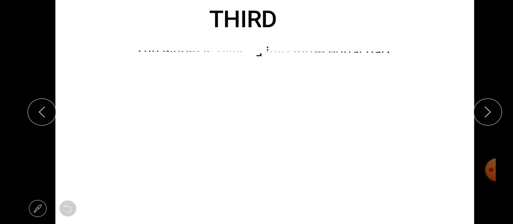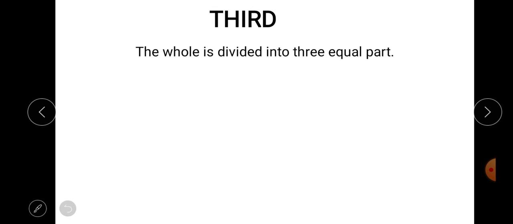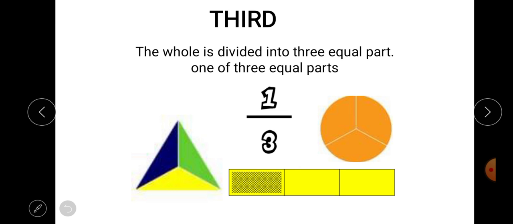Third: the whole is divided into three equal parts. One of three equal parts is called 1 by 3. So in this triangle you can see that the triangle is divided into three equal parts. So one part of it will be called 1 by 3 part. Similarly this part is also 1 by 3 and this part is also 1 by 3.